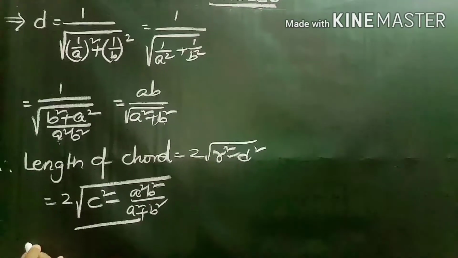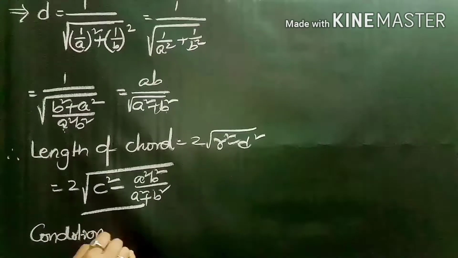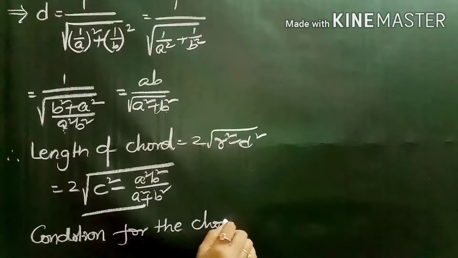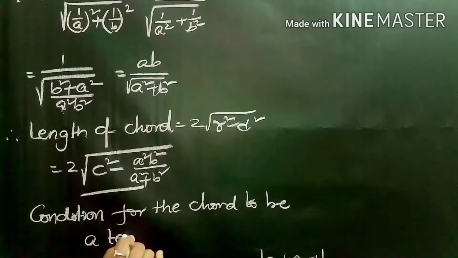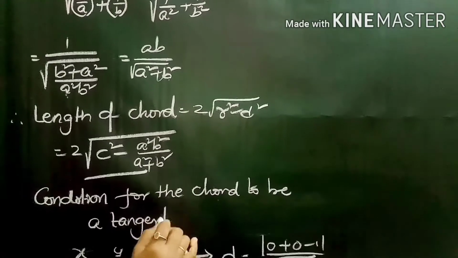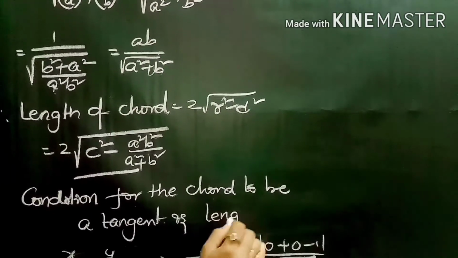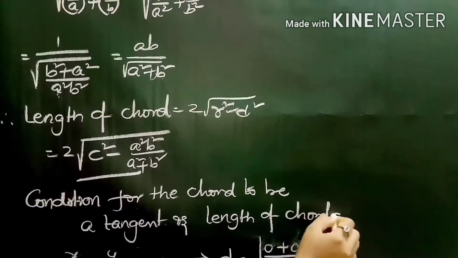And next, the condition for the chord to be a tangent. The condition for the chord to be a tangent is that the length of the chord is equal to 0.